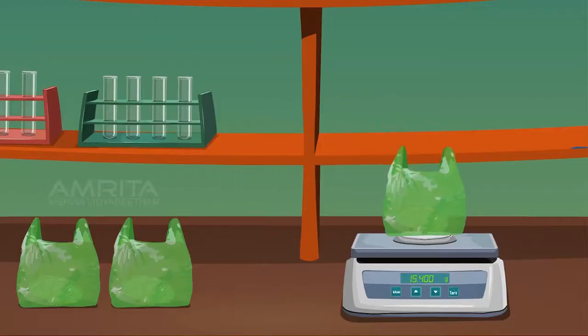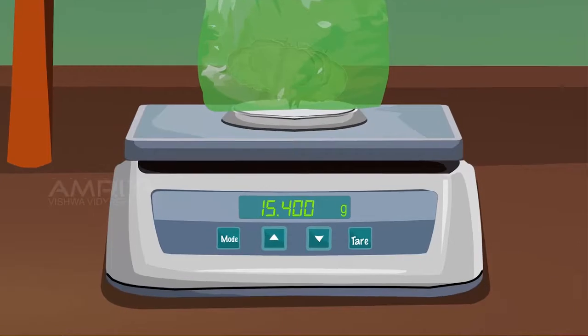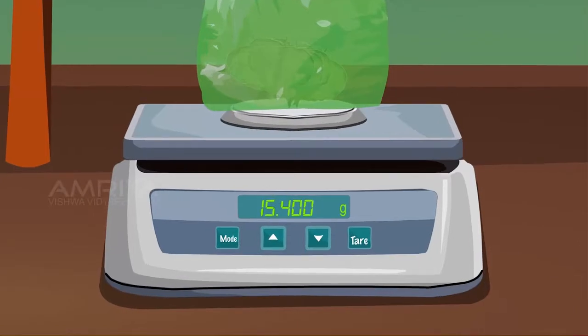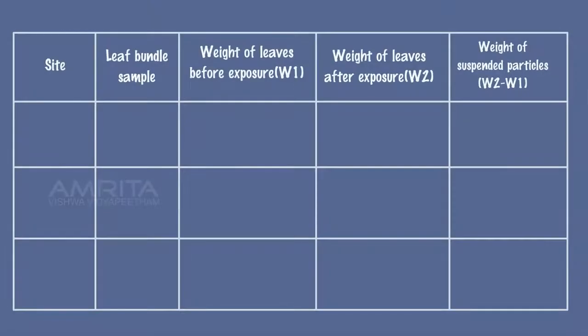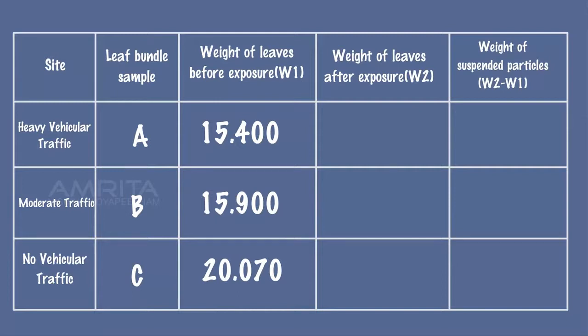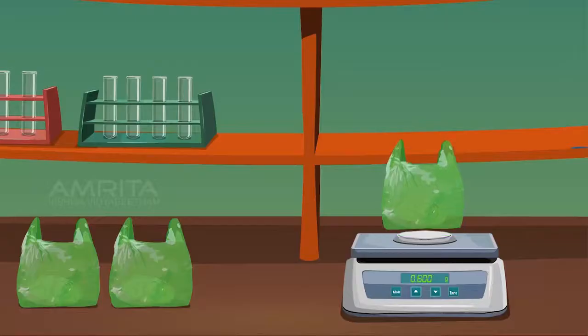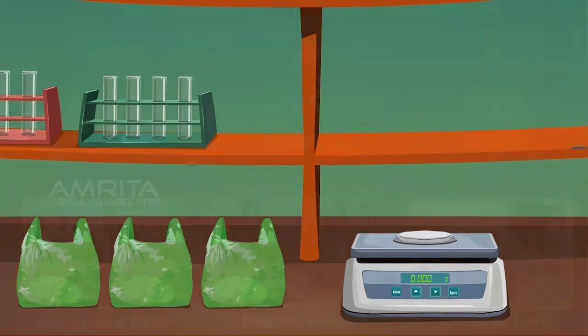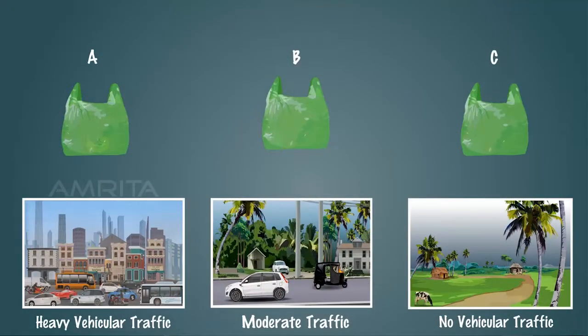Carefully weigh each bundle of leaves along with the polythene bags and record the values in the table. Select 3 different spots in a manner that one has heavy vehicular traffic, one has moderate traffic, and one has no vehicular traffic.